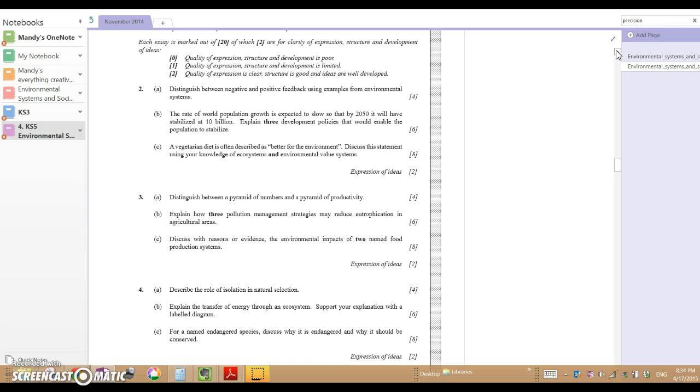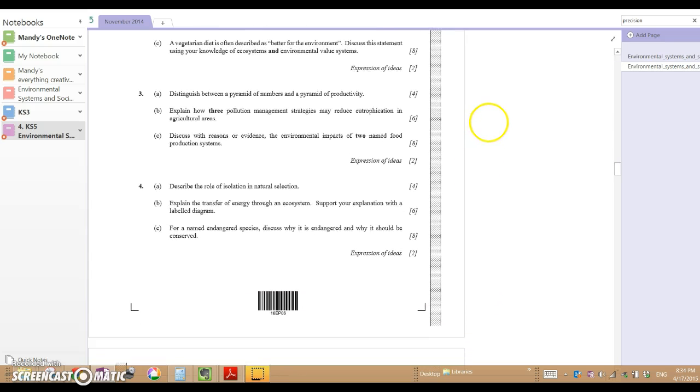Okay, so I can think about those 3 strategies with regards to eutrophication. There's 2 sort of things per strategy, and that should get me there. And the environmental impact of 2 named food production systems. So I could kind of talk about 2 different food production systems, like fish farms and rice production, something along those lines. Right, isolation and natural selection.